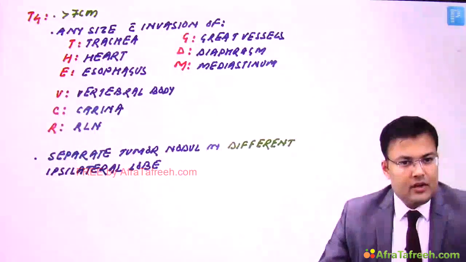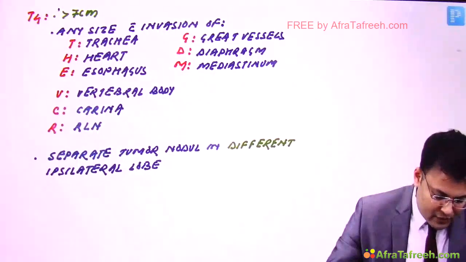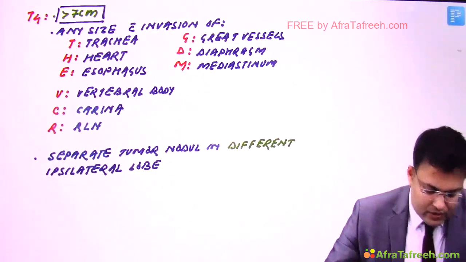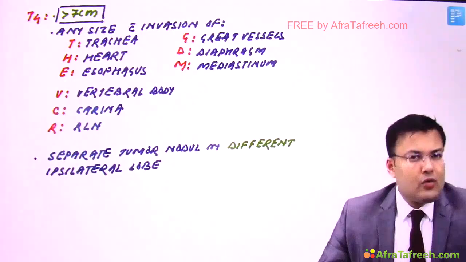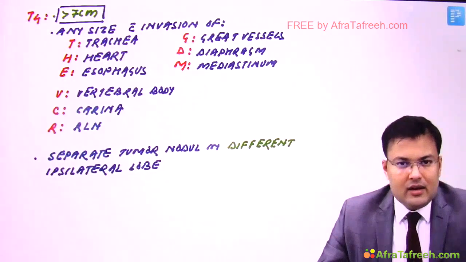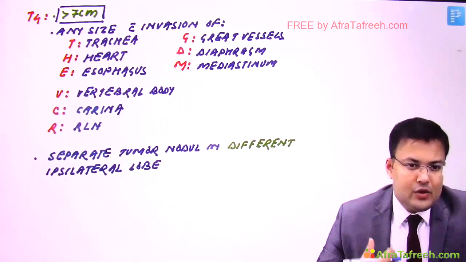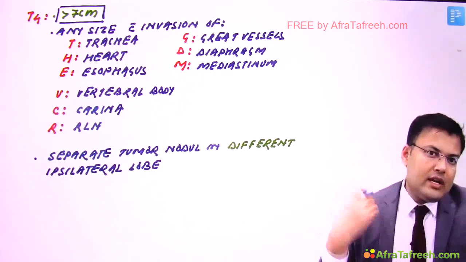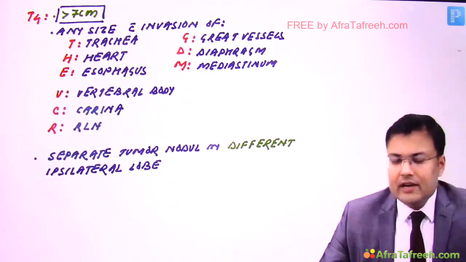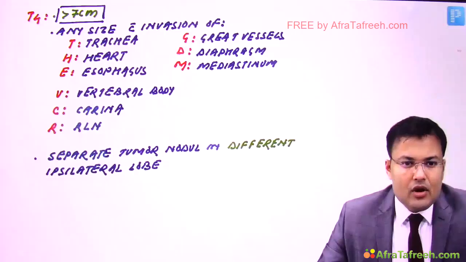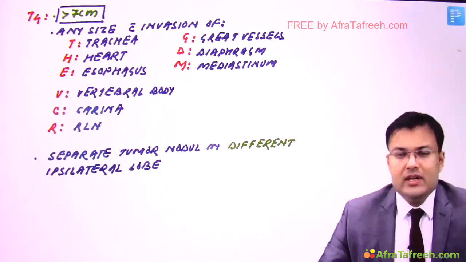Now see the T4. So T4, if the size is more than 7 centimeter, it is included in T4. Or whatever be the tumor size, if there is invasion of trachea, heart, esophagus, vertebral body, carina, recurrent laryngeal nerve, great vessels, diaphragm, mediastinum, all these are included in T4.